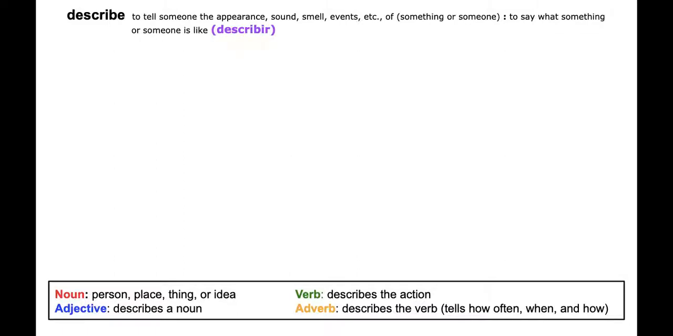Hi, sixth graders. Let's look at the verb describe. Before we get into it, though, remember you can always pause this video and look at the box below to help you with the different parts of speech.